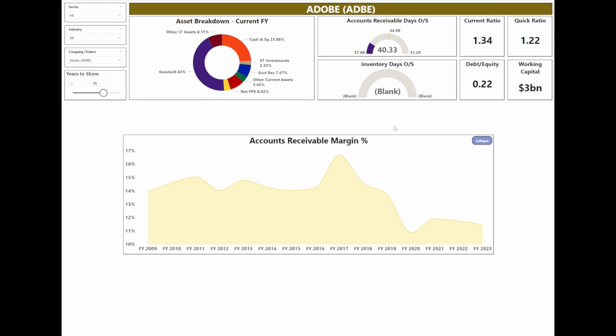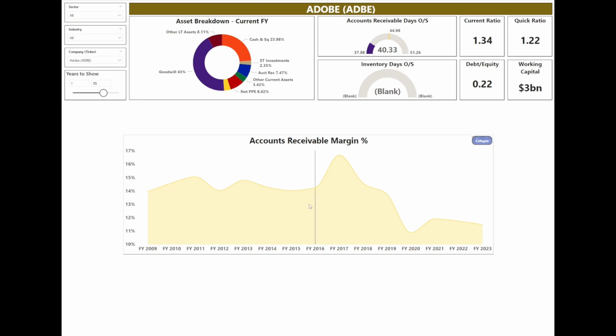All right, so what am I looking for in accounts receivable? Well, this is Adobe, and I'm looking at the accounts receivable margin percent. This is accounts receivable divided by total revenue. What we want to see here are a couple of things. You want to see this trending downwards over time. This indicates that they're collecting their accounts receivable faster. The reason this is very good is that you want accounts receivable to become cash as fast as possible, because then you can start doing something with that cash, start earning money in other ways by investing that cash.